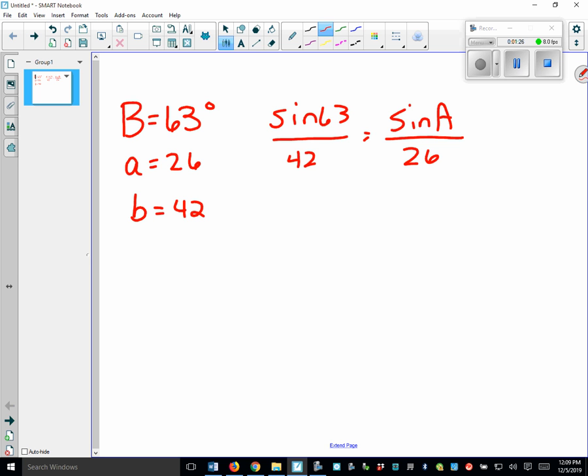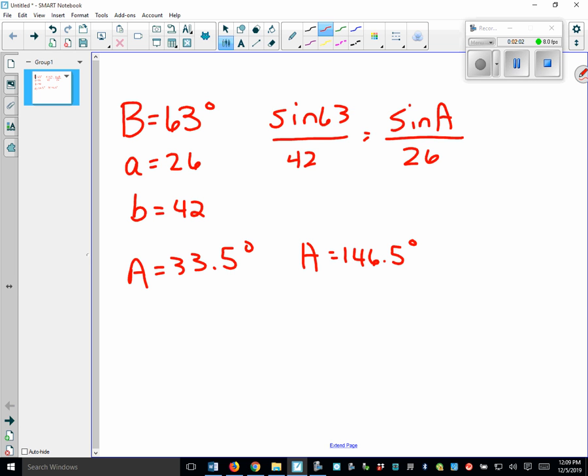What did we get? 33.5. Can I ask a question? Is there just one triangle? We don't know. So we need to find the other angle A, don't we? Yeah, so 180 minus 33.5 would be 146.5, right?